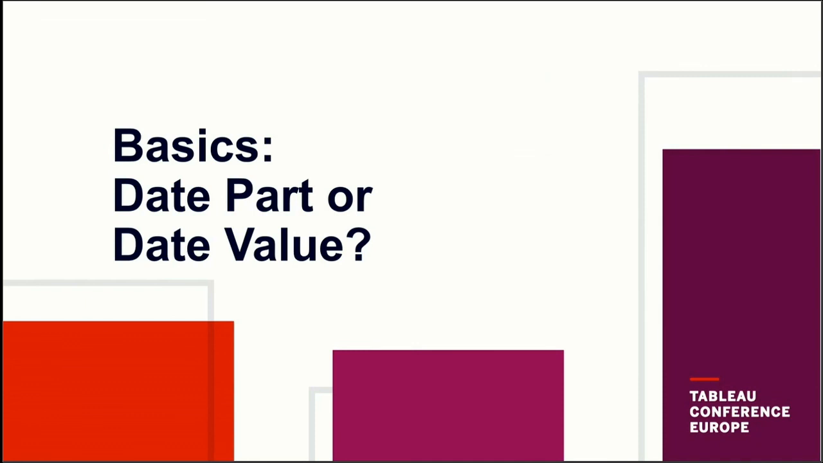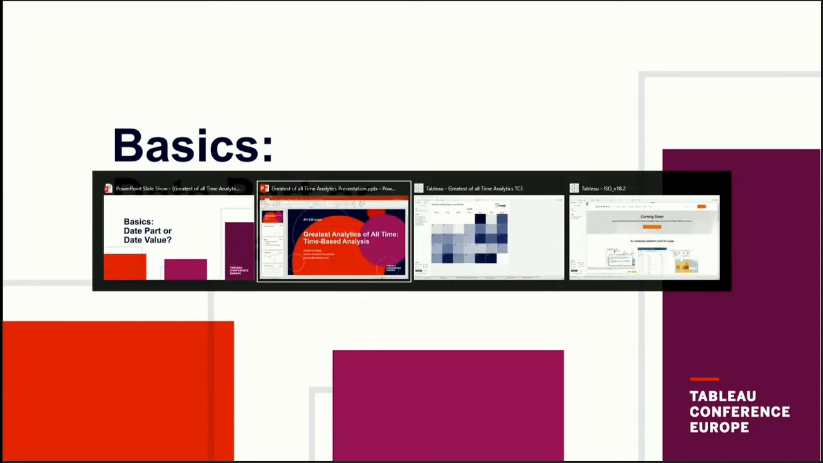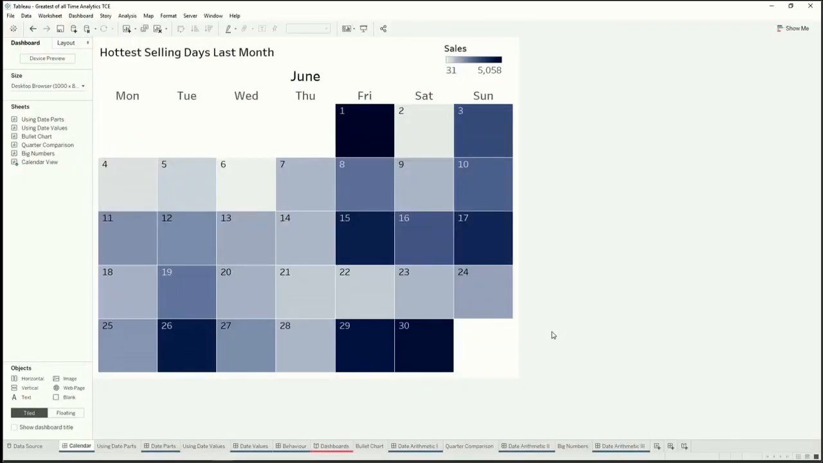So now we got this out of our way, we can examine the concepts of date parts and date values in Tableau. So let's switch to Tableau Desktop. I think the best example to explain the concept of date parts is building this simple calendar view. So this shows us the hottest selling days for the last month.